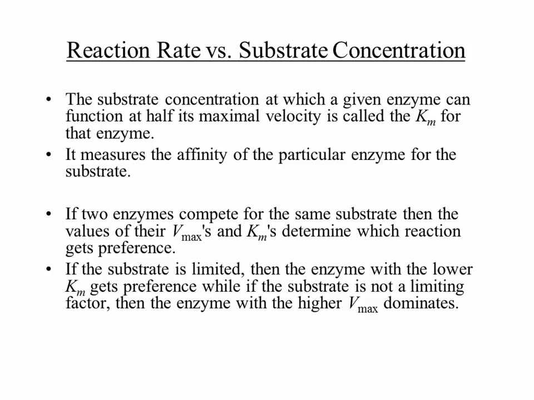The substrate concentration at which a given enzyme can function at half its maximal velocity is called Km for that enzyme, and it measures the affinity of the particular enzyme for the substrate. And if two enzymes compete for the same substrate, then the values of their Vmaxs and Kms determine which reaction gets preference. If the substrate is limited, then the enzyme with the lower Km gets preference, because you're operating in a different region of that curve. On the other hand, if the substrate is not a limiting factor, you have tons of substrate, then the enzyme with the higher Vmax is going to dominate.